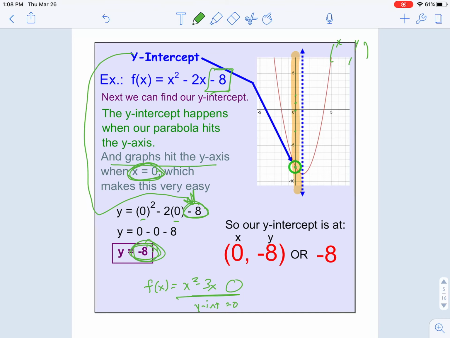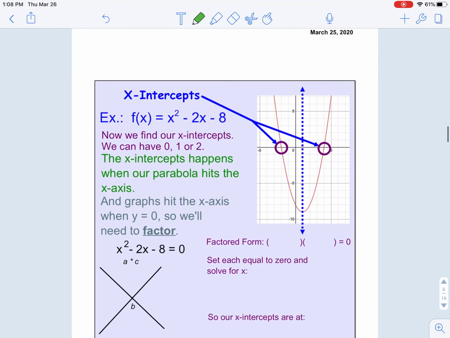All right, but back to this one. Our y-intercept is at negative 8. That means I can write it as the coordinate over 0, down negative 8, or I can just write my y-intercept is negative 8. Either one will work for me.